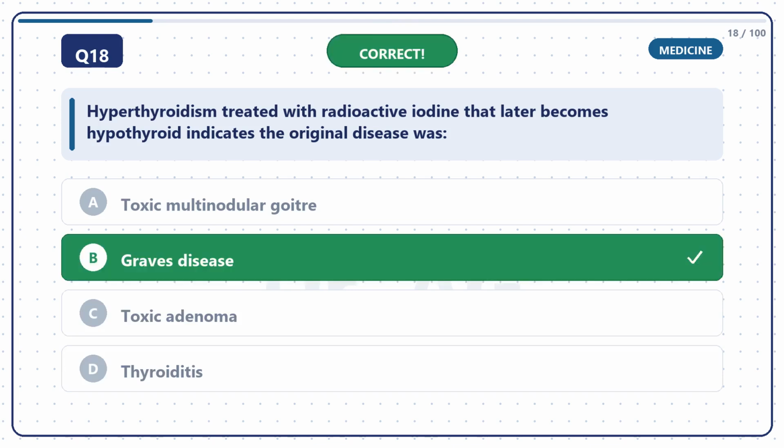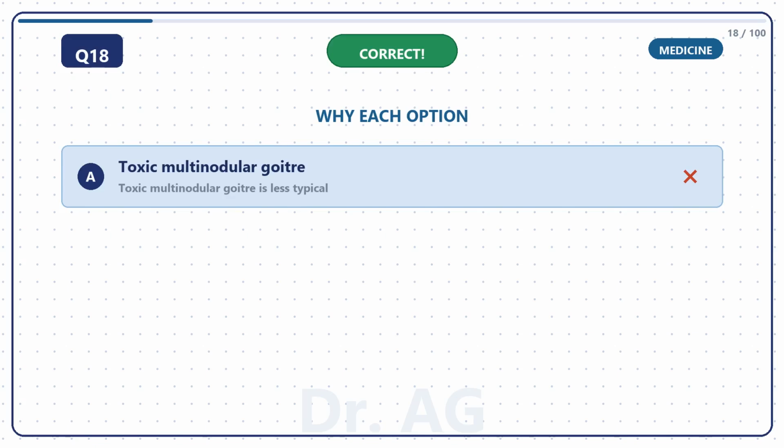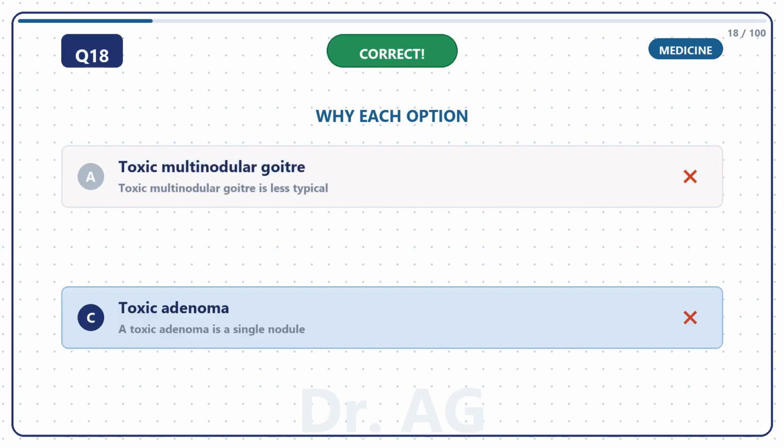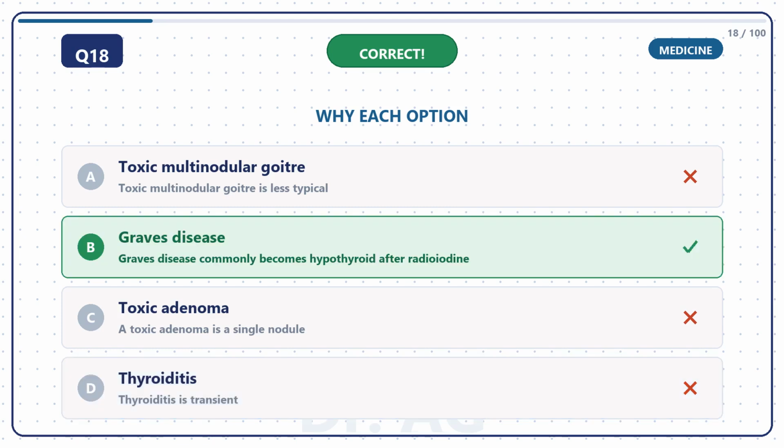The correct answer is option B, Graves' disease. Let's go through the options. Toxic multinodular goiter. Toxic multinodular goiter is less typical. Toxic adenoma. A toxic adenoma is a single nodule. Thyroiditis. Thyroiditis is transient. And the correct answer is Graves' disease. Graves' disease commonly becomes hypothyroid after radioiodine. So, the right answer is option B.